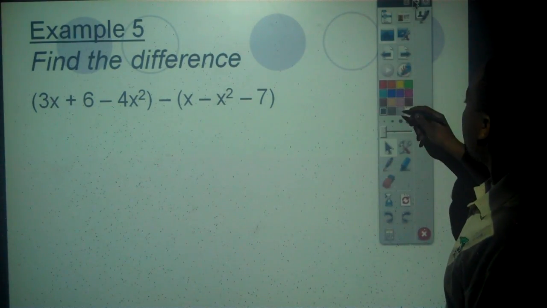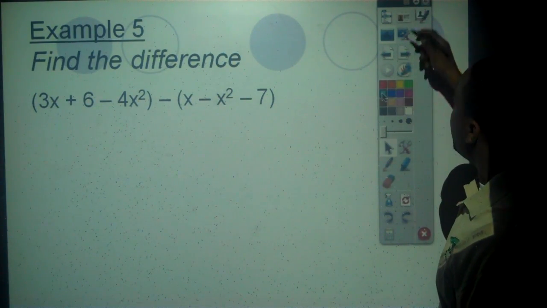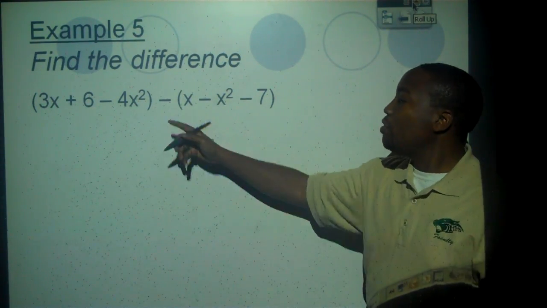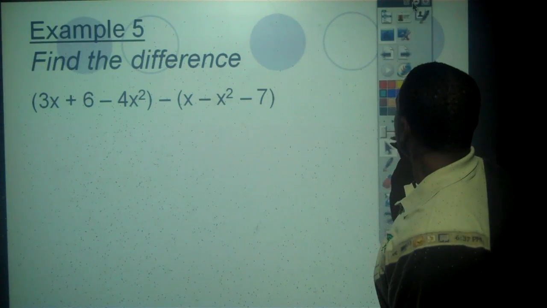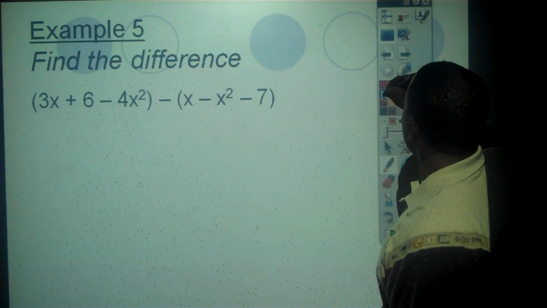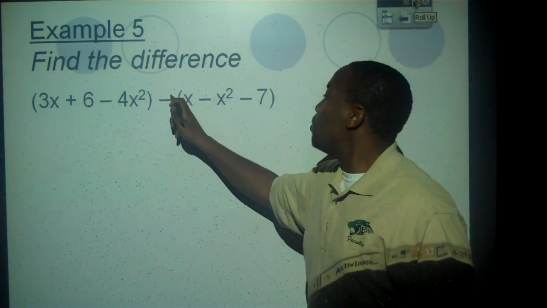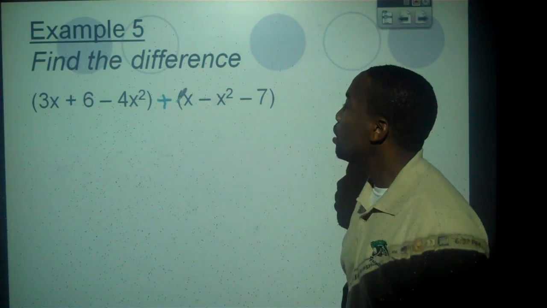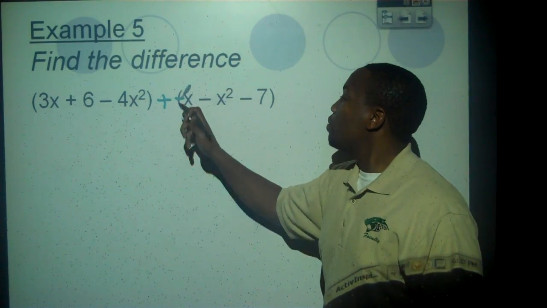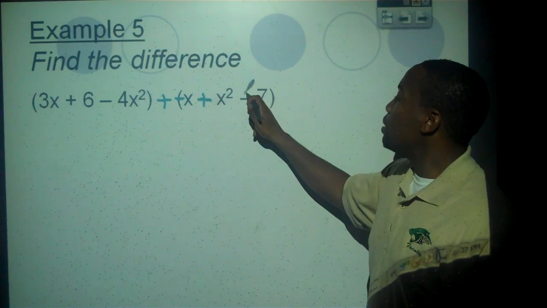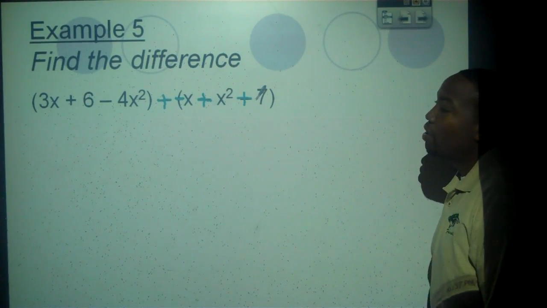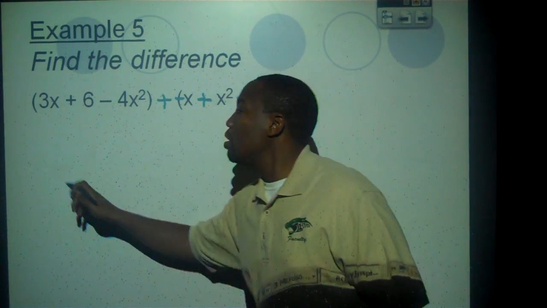Alright, same thing with example 5. My first step, since it's negative, I want to change everything behind it. So this becomes a plus here. So this makes this a negative. Change this to a plus. Switch all the signs. Change this to a plus. Now, let's go back and put it in standard form.